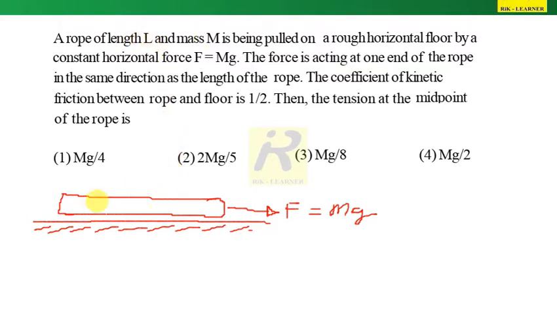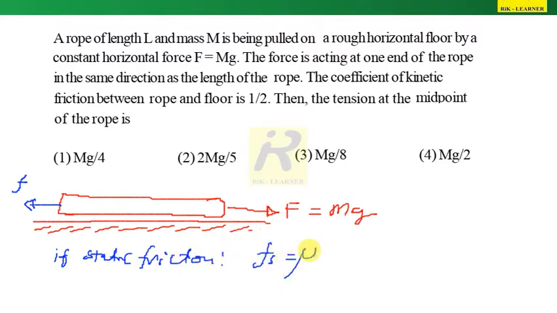Now let me check whether the rope moves with this force or not. For that we have to think about the friction. So friction will act in opposite direction to the applied force. Okay, so this is friction. If I think about the static friction, Fs is equal to mu s into mg.